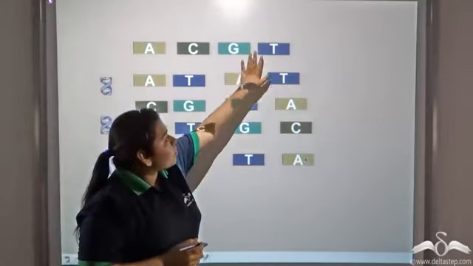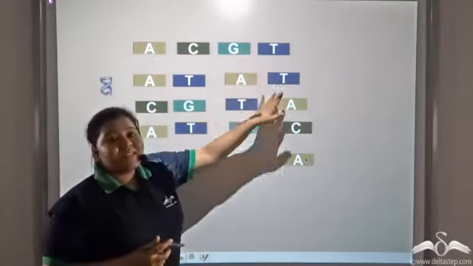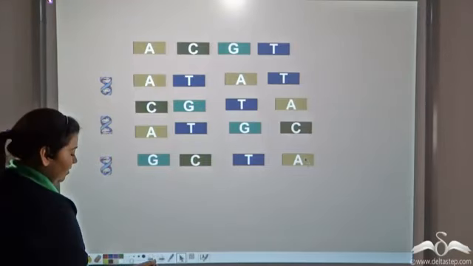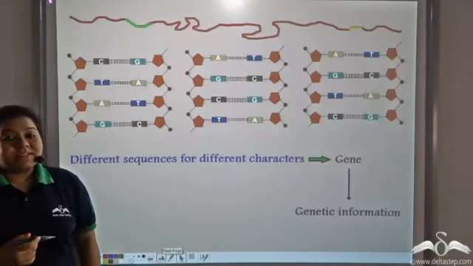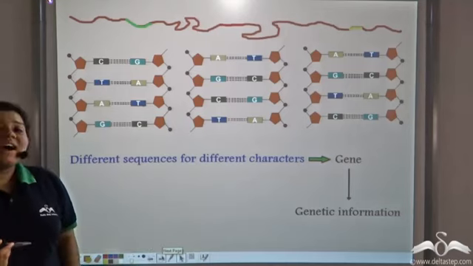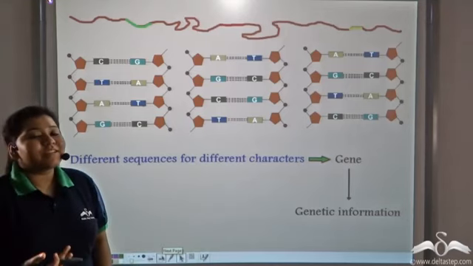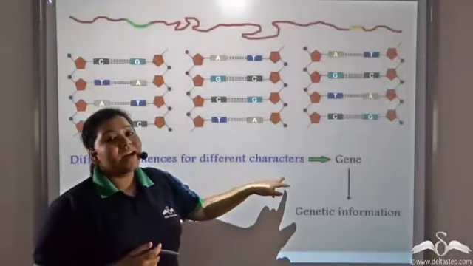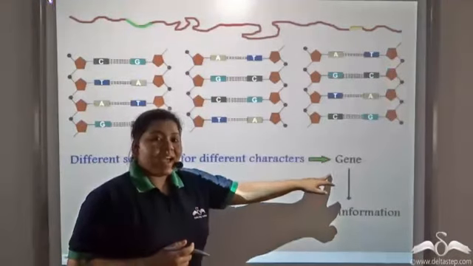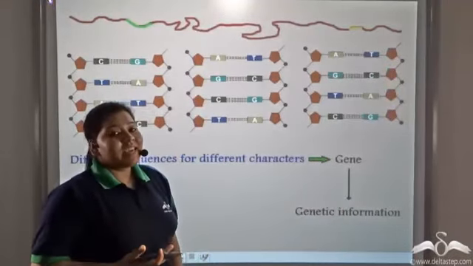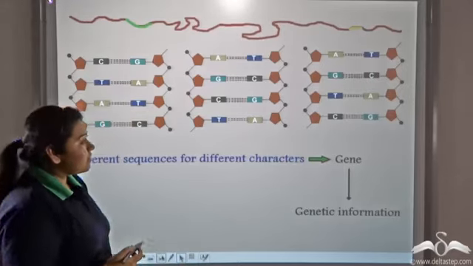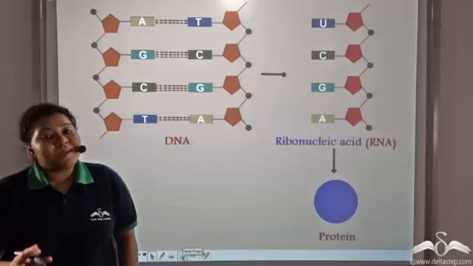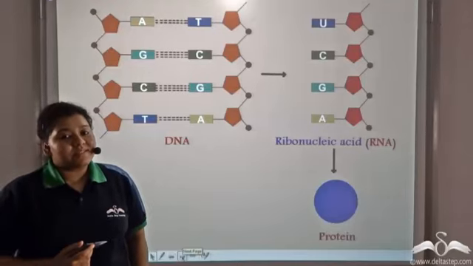This is another code which specifies another characteristic in a person. So different sequences are present for different characteristics, and these different sequences are known as genes, and they provide genetic information. Now, DNA forms a specific code in the nucleus.